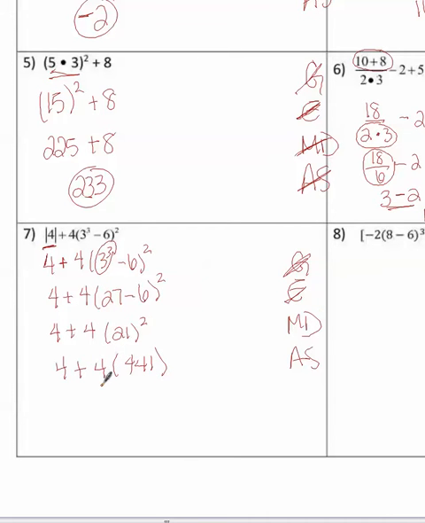You multiply or divide from left to right. 4 times 441 is 1,764. Plus 4 is going to be 1,768. Circle your final answer. Let's do one more together. Number 8.